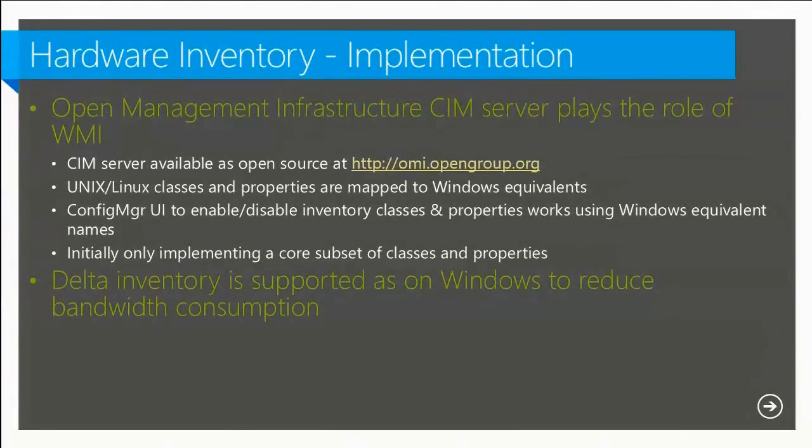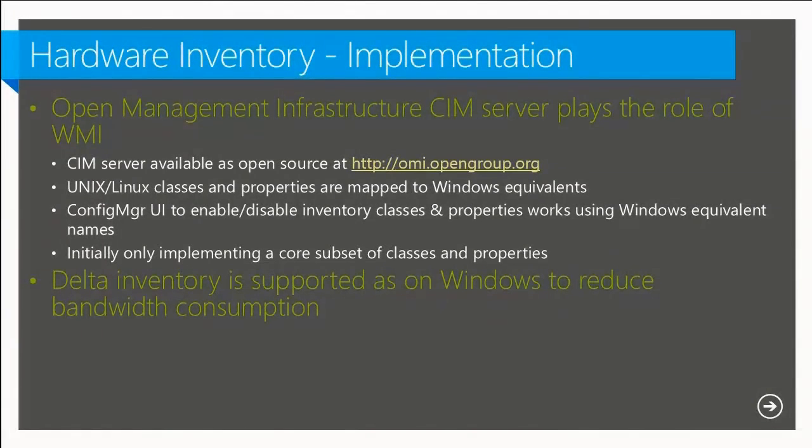The Linux and Unix classes that we've implemented map to the Windows classes. So, for example, Win32 operating system is a Windows class. We've mapped it to a Unix Linux equivalent so that classes and properties are a one-to-one mapping, so we can actually populate the tables with our data, and it all works across the board. We've only implemented a subset of all the Windows classes that are out there. We've focused on core capabilities, and we do have the ability for you to extend that should you need to. And I've got a slide on extension of that.